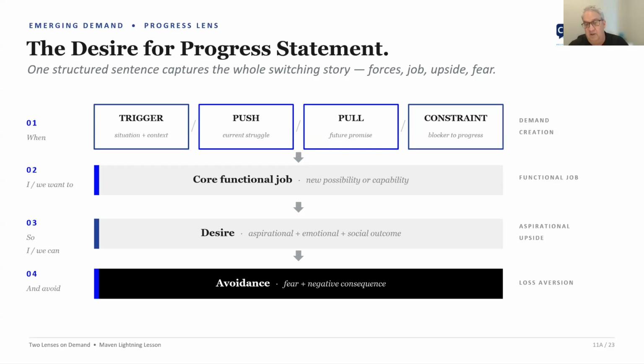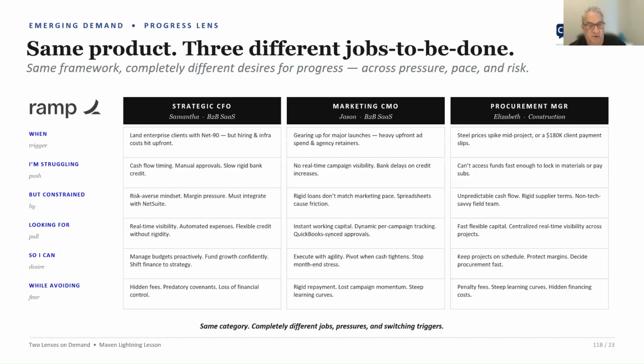In the case of RAMP, the new capability was business card and expense management as a combined solution, not as separate things that were cobbled. A desire for progress, some aspirational or emotional or social outcome they're seeking to achieve, and then an avoidance, some negative consequence if they don't solve this sooner rather than later. So when we're doing qualitative research, these are some of the storylines we're seeking to understand in relation to our customer segments. And so we interviewed 10 different synthetic customer segments.